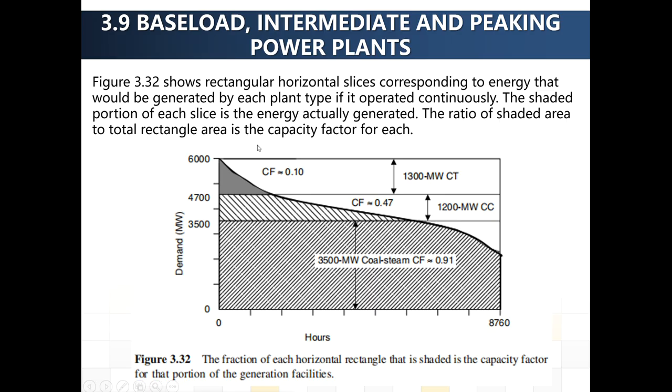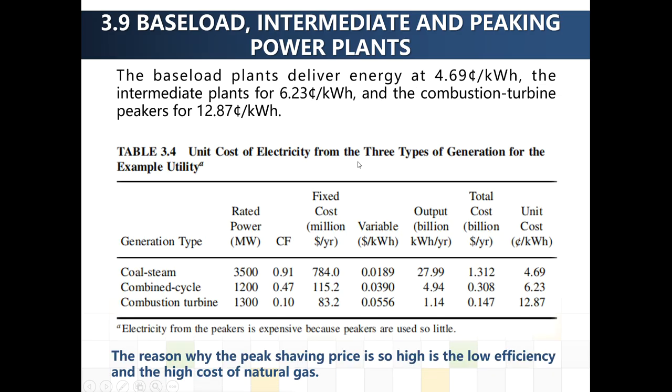So the rectangular areas on the slides correspond to the energy that would be generated by each power plant type if operated continuously and at full capacity. The shaded portion of the slides is the energy actually generated. So the ratio between the shaded area and the total rectangular area is the capacity factor for each type of power plant.